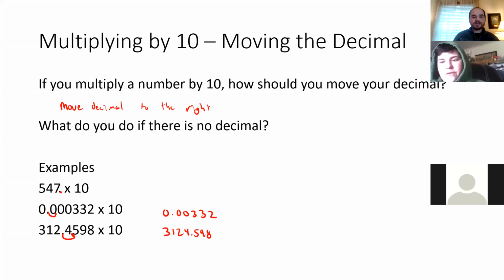So if you have a whole number, the decimal is effectively right here, and you can think of it as 547.0. This doesn't actually change the number at all, but that allows us to move the decimal one place to the right. So we get 5470. So the answer here is add a 0.